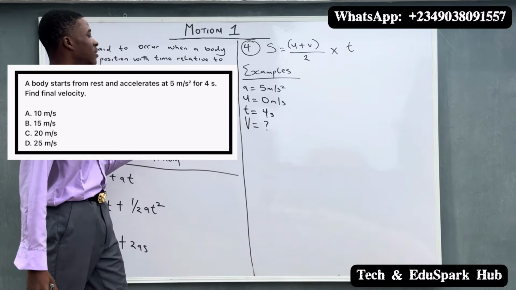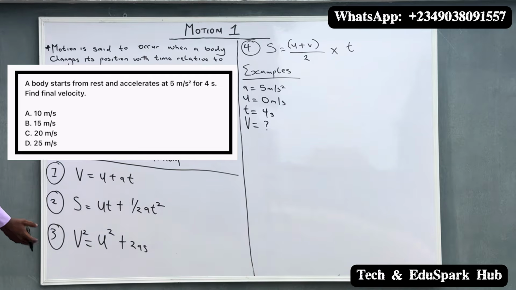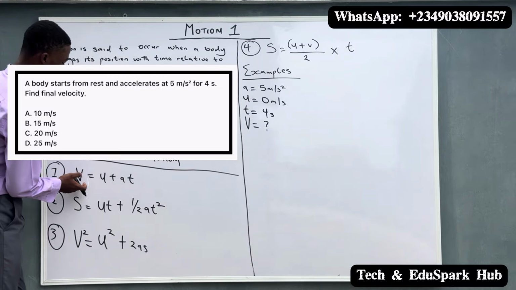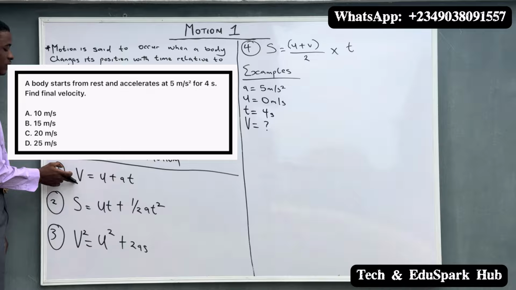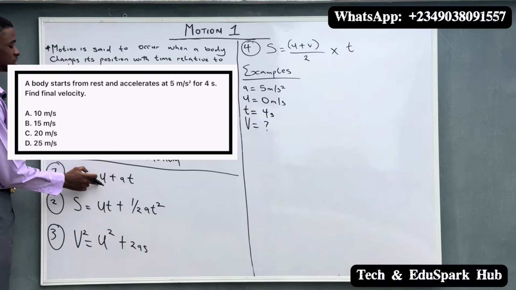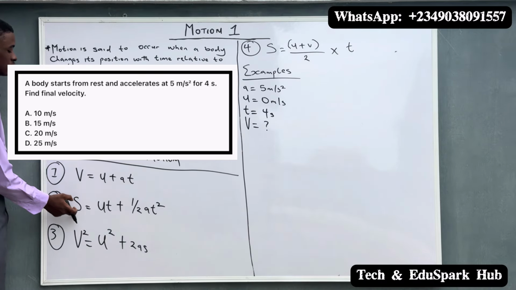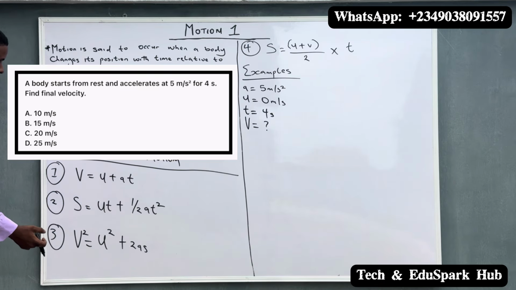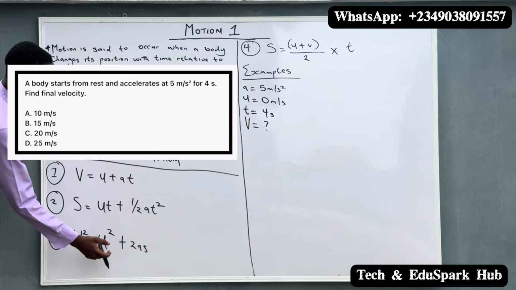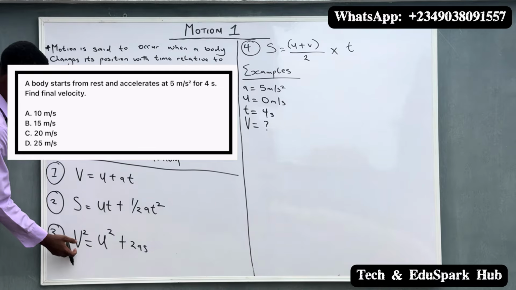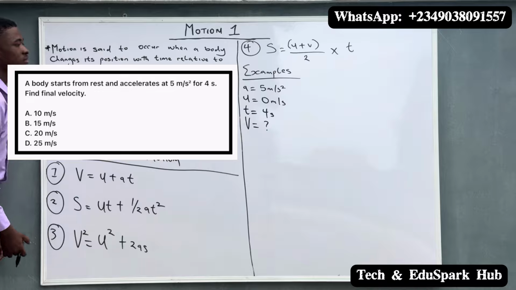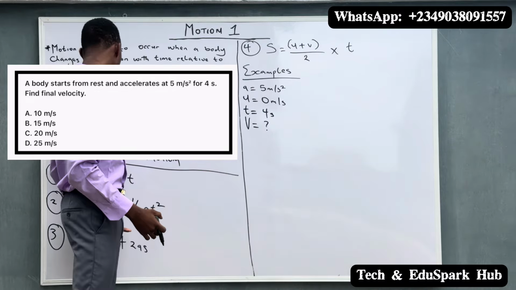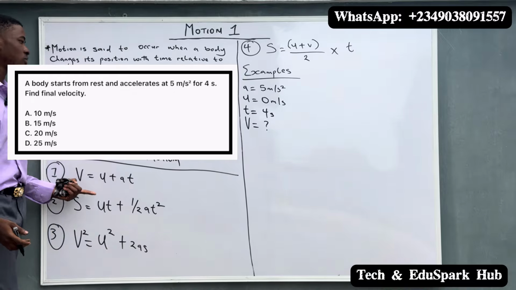Looking at these parameters, which formula do you think is suitable? We can use V equals U plus AT, because the question is asking us to find the final velocity, and we are given u, which is the rest, and a and t. But we cannot use the second formula because we are not given the distance. Also, we cannot use the third formula because we have time in our parameters. Assuming we don't have time, that is when this formula can come in. And the last formula also we cannot use because we are not given the distance. So we'll be using our first formula, V equals U plus AT.